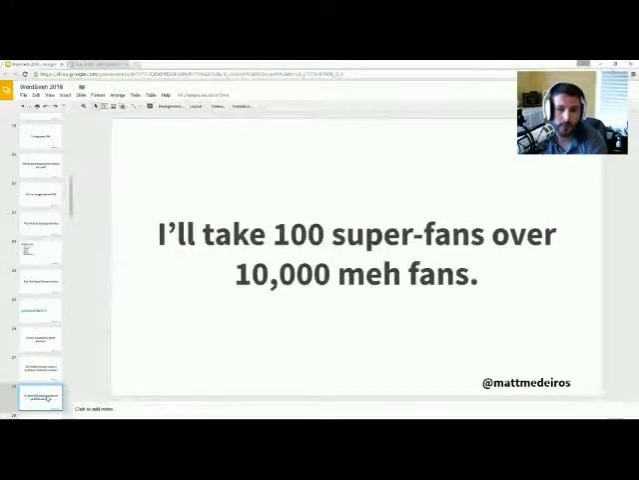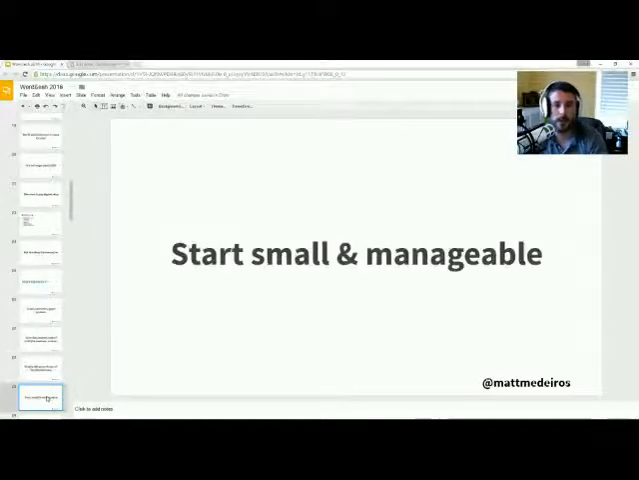Really want to focus in on one avatar set, one customer that you want to solve for. If it's scratching your own itch, that's awesome. Find other people as itchy as you. And I'll take 100 super fans over 10,000 meh fans any day. So find anybody that you can and solve for that person repeatedly. And start small and manageable.